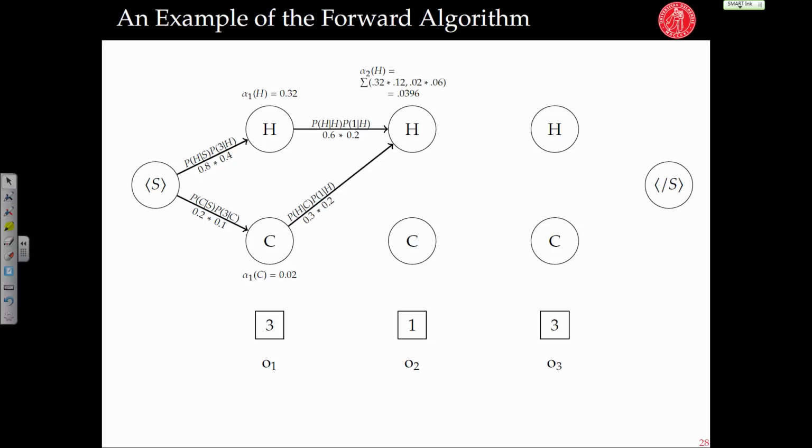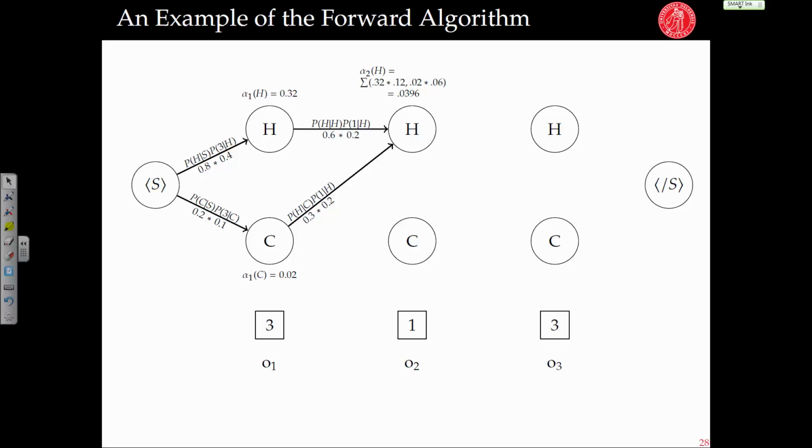Now we move to the more interesting part again. We are at time point 2. We want to compute the probability of state h at time point 2. That could be computed through summing the probability of moving through this path and this path. So that's what we are doing here.